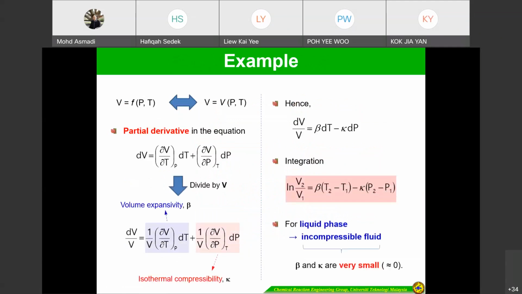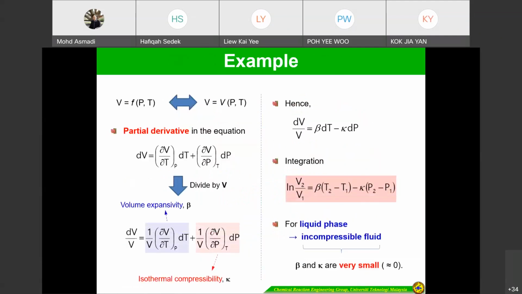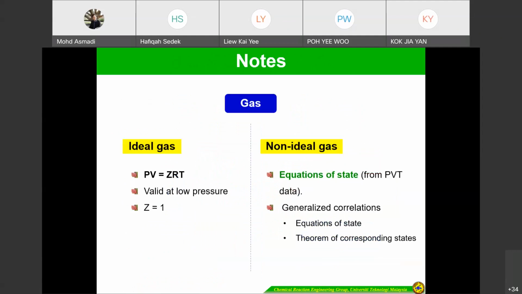This one is, I think, for the liquid. Actually, for the liquid inclusive fluid, we need beta and kappa lah. This one is for the incompressible liquid. I think for this one, we gonna focus on the ideal and also for the high pressure. As the comparison for the other gas, Z is equal to 1, valid at low pressure. And equation of state, from the PVT data, we will use the equation of state and also theorem of the corresponding state. That one is for the generalized correlation.